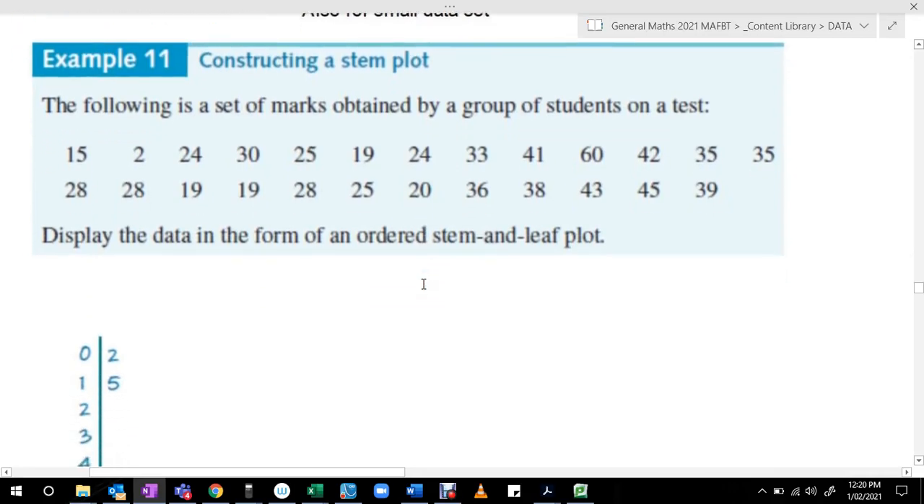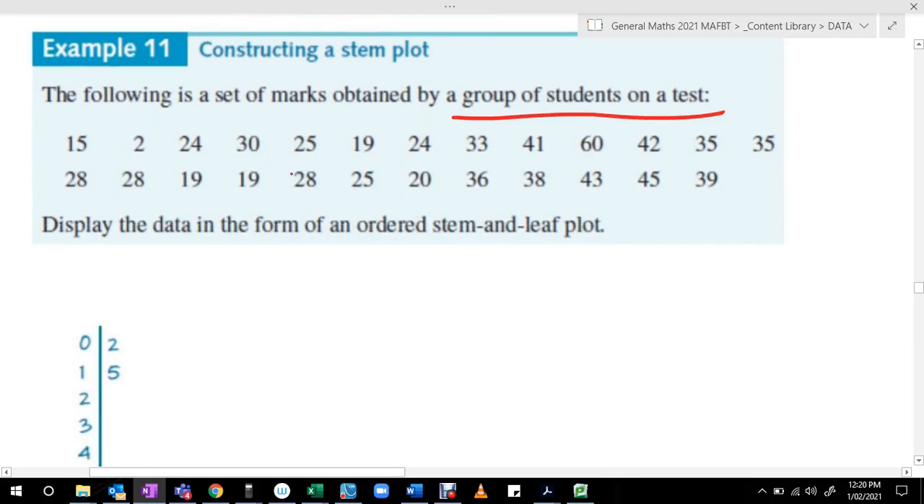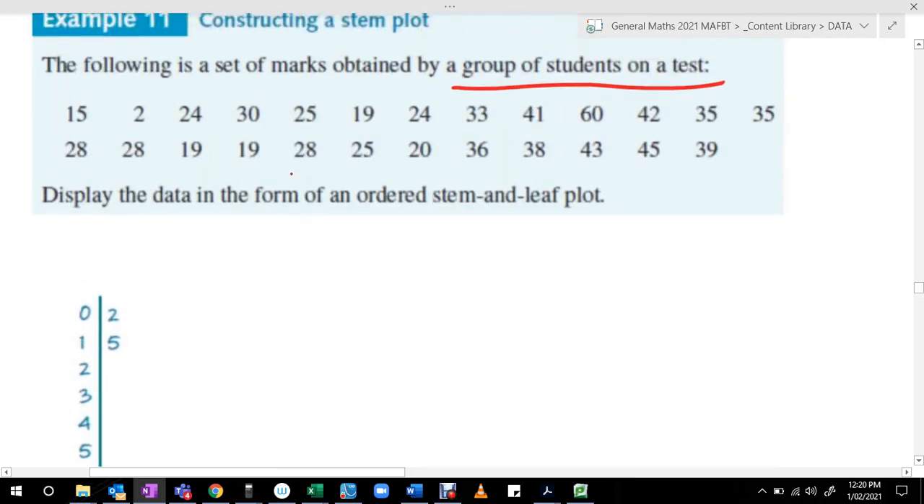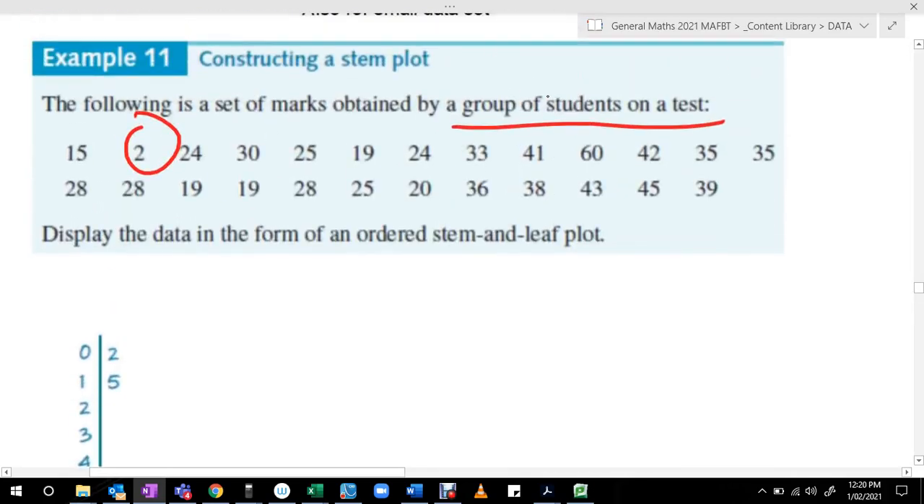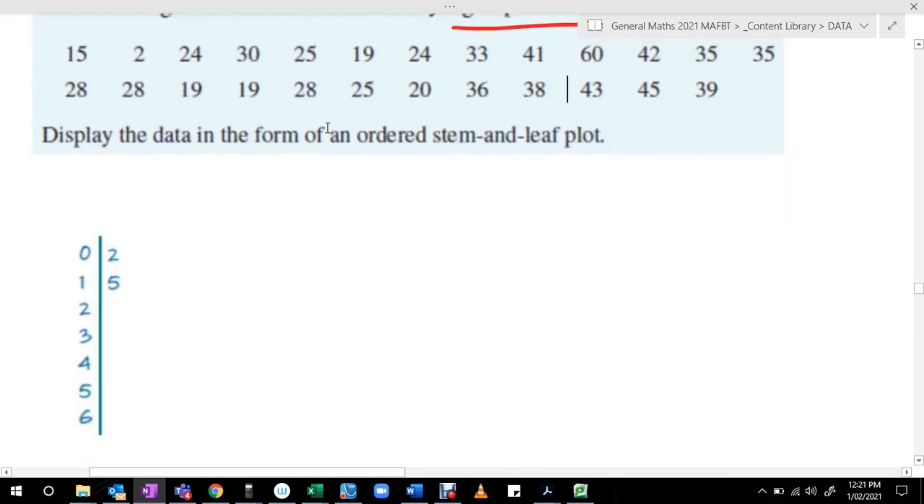Okay, so in a stem and leaf plot, for example, here you've got numbers for a group of students in a test. Always read the context as well, so you know what you're actually looking at. So these are their marks. And I can see that the numbers range from a minimum of 2 to a maximum of about 60. Probably 60. Okay, so 2 to 60. All right, so we're going to display this data in a stem and leaf plot.